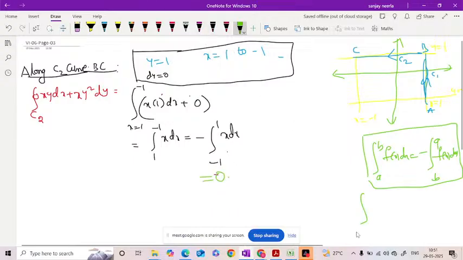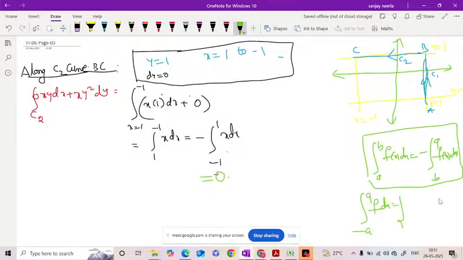So integration of an odd function from minus a to plus a, this result is 0 if f is an odd function. Suppose f is an even function, it is 2 times integral 0 to a f of x dx. So on the second curve the result is 0.